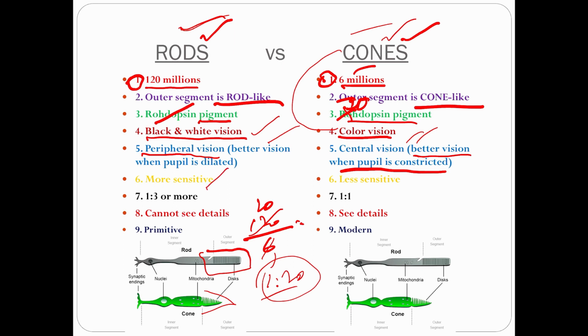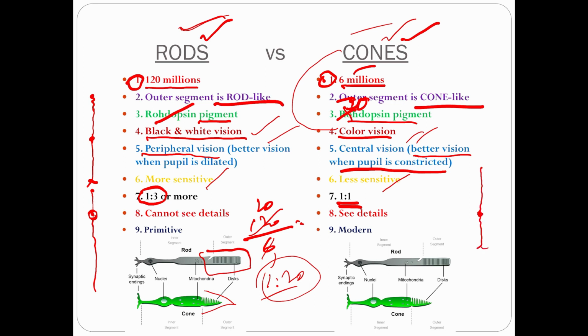Rods are more sensitive and cones are less sensitive. The reason is the ratio: for rods it is 1:3 or even more, up to 4, 5, 6, 7, but for cones it is 1:1. What is this ratio? For example, this is your rod, and this is its terminal. The rod's terminal will synapse with the dendrites of the bipolar cells, and the cones do the same.